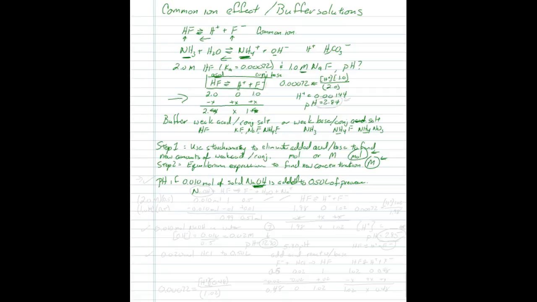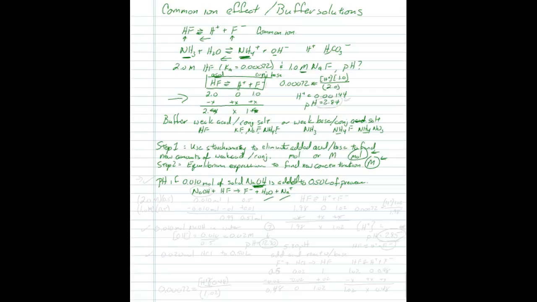So the NaOH will react with the HF to produce your F minus plus water plus sodium ions. Sodium ions, you don't care. Water, you don't care.